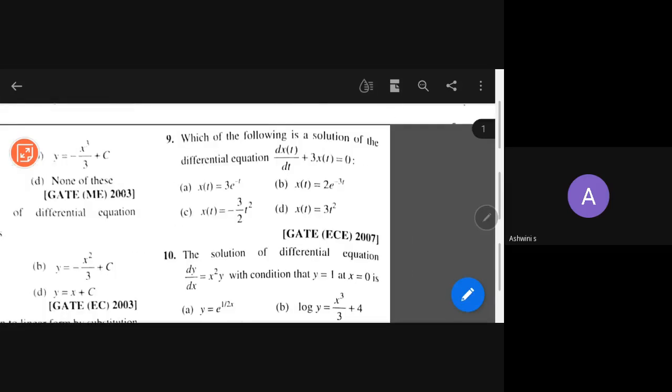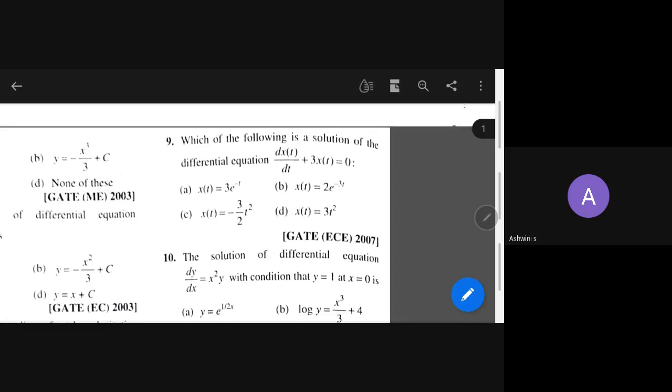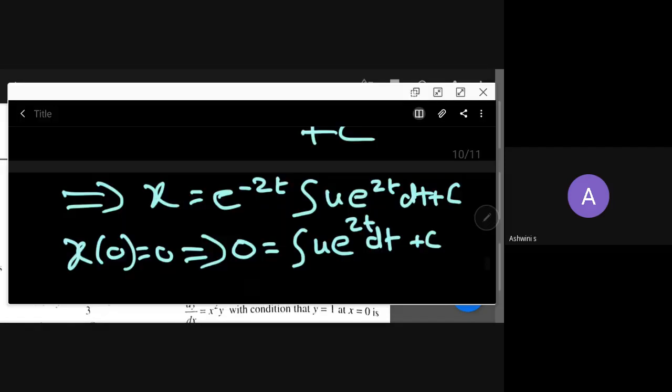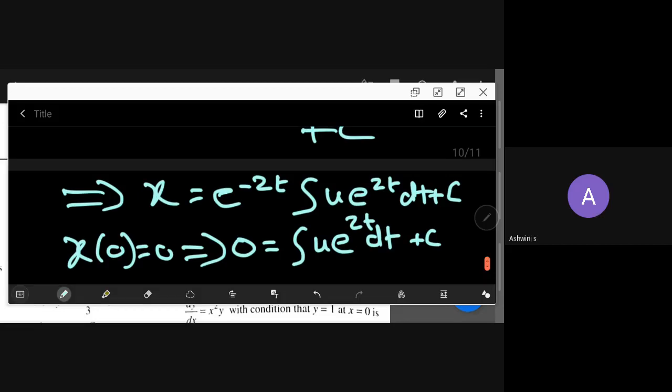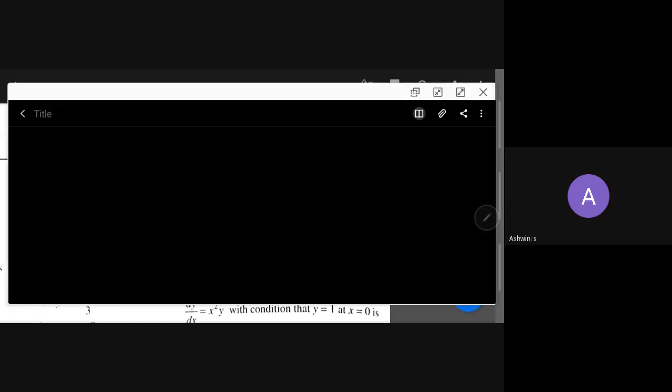So ninth question, which of the following is a solution of 3xt is equal to 0? This is a straightforward answer. This one we need to check, in fact. Okay, some issue is there here. So now it is dx dt plus 3x is equal to 0.